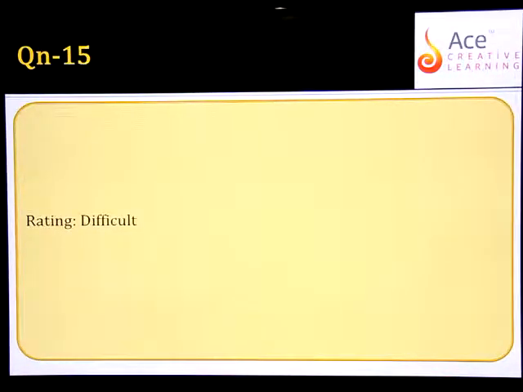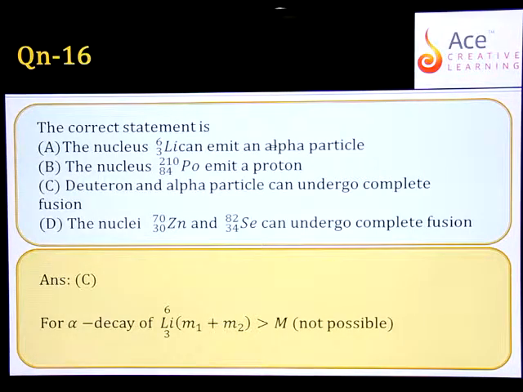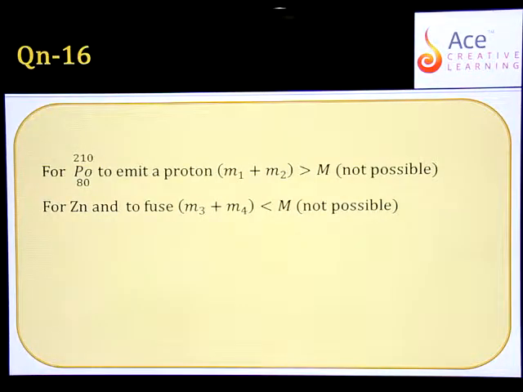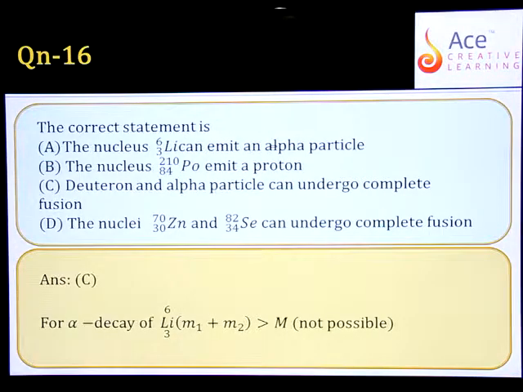It is definitely a difficult problem. For the next question, the correct option is C. So alpha decay of Li, m1 plus m2 is greater than m, so it is not possible. Proton emission, again m1 plus m2 is greater than m, which is not possible. And for Zn and Se to fuse, m3 plus m4 is less than m, which is not possible. So the only reaction that is possible is deuteron and alpha particle can undergo complete fusion. So it's option C.